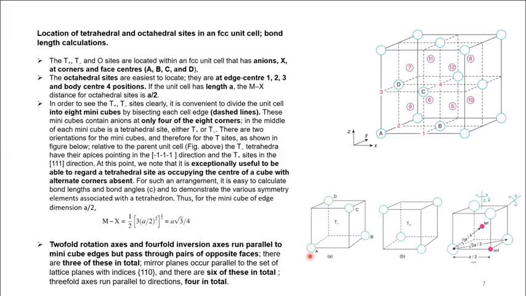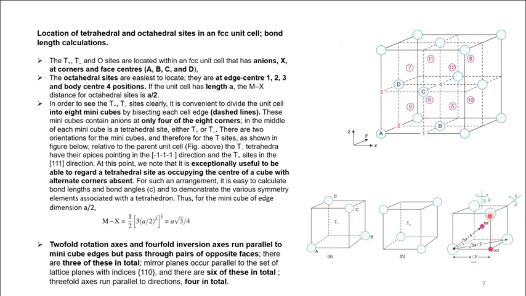So this is every anion, every alternate corner: we have an anion here, here, and here. And that makes a tetrahedral void. If we say this one is T minus, the other one will be T plus. And we can also find the MX distance by taking this one.